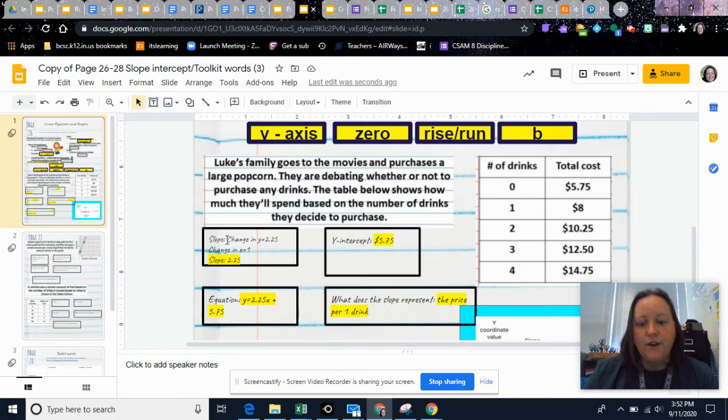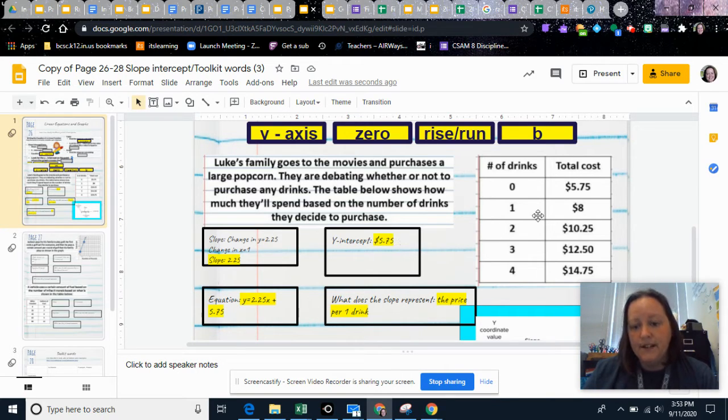If you're going to find the slope based on a table, remember what you're going to do is ask how much do your y's change? So from $5.75 to $8, it went up $2.25. Your x from 0 to 1 changed 1. So your fraction would be 2.25 over 1. Remember, slope is change in y over change in x. So 2.25 over 1 means each of these drinks would be costing $2.25.